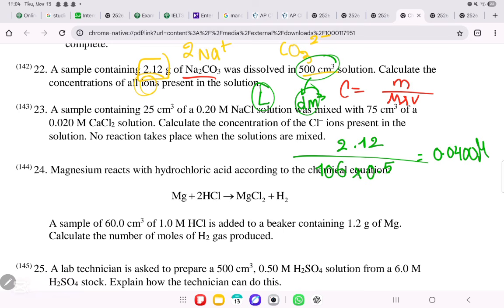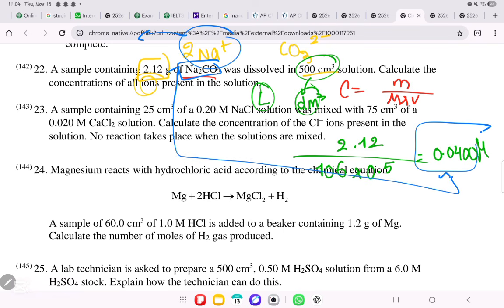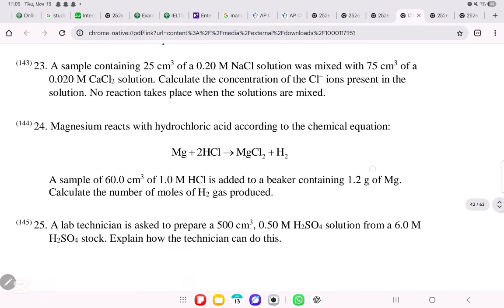Now this is the concentration for Na2CO3. So 1 Na2CO3 gave me 0.04. 2 Na plus will give me 2 times 0.0400, which is 0.0800, okay. And then 1 CO3 2 minus will give me 1 times 0.0400 molarity. So my answer is going to be for the concentration of Na plus at 0.0800 molarity, and for CO3 2 minus at 0.0400 molarity. We'll move on to question number 23.